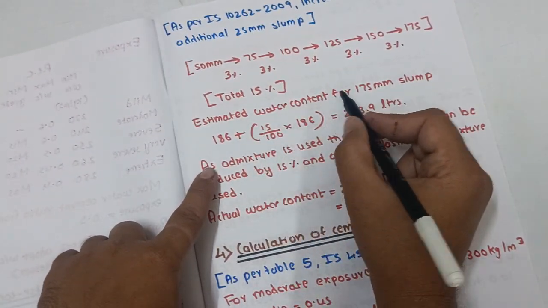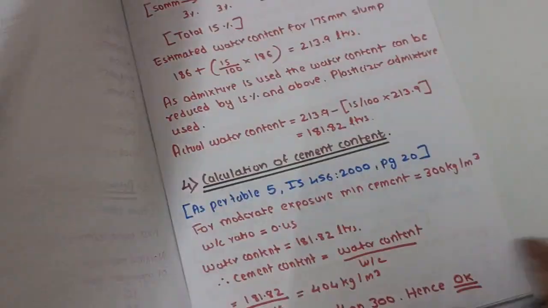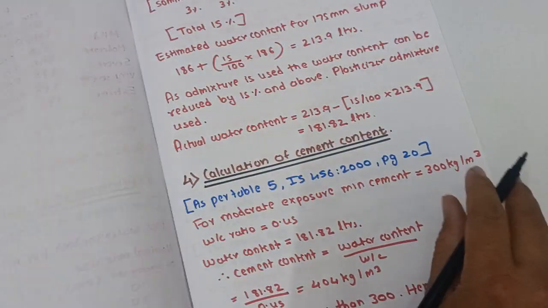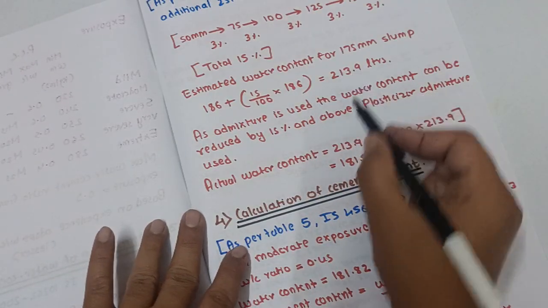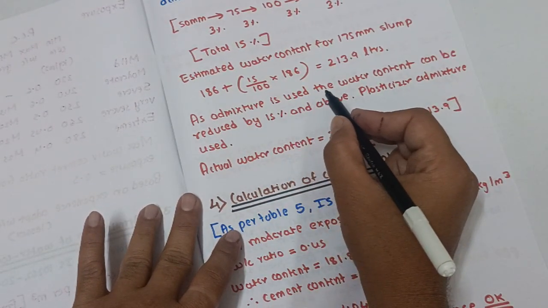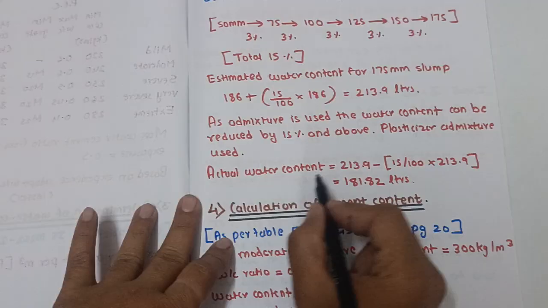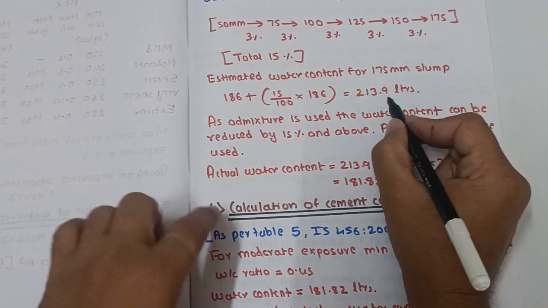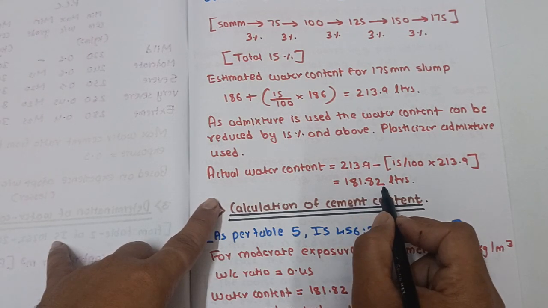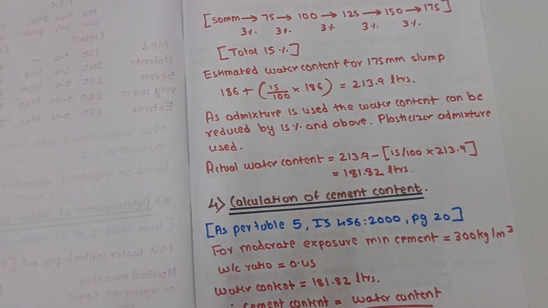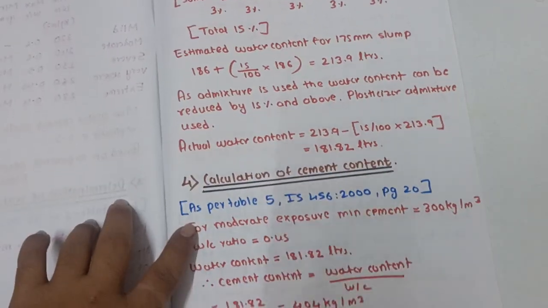Estimated water content for 175 mm slump is 186 liters water, which we got here, plus 15% increase, that is 213.9 liters. As admixture is added, the water content can be reduced by 15%. With the above plasticizer admixture used, actual water content is 213.9, which we have got here, minus 15% of 213.9, we get 181.82 liters. If we add admixtures, we can decrease water content, which results in increase of strength.